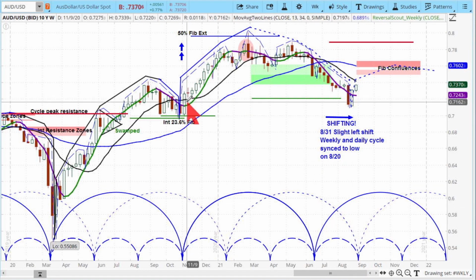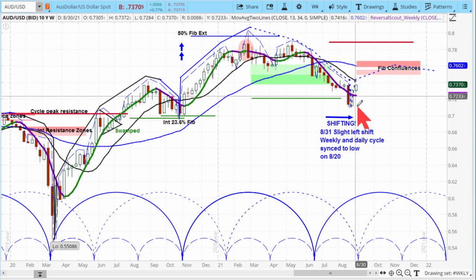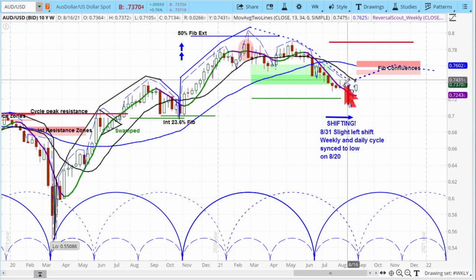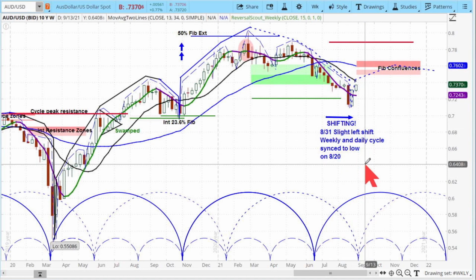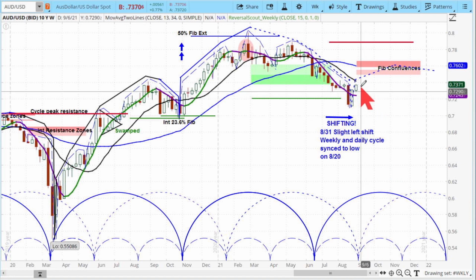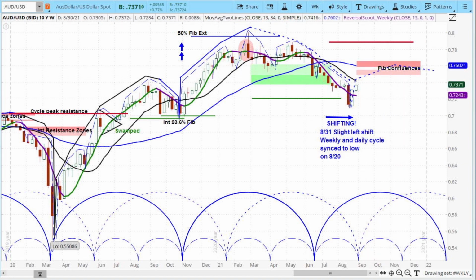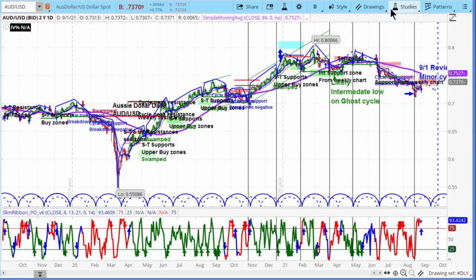So this one has 1, 2, 3, 4 that are in there and now bottoming. It's very likely that this is a bottom on that bullish piercing pattern right there, and that it shifted out by that minor cycle and then moves up into the fib confluence area. So we think that the Aussie does look pretty good right now when you look at that.